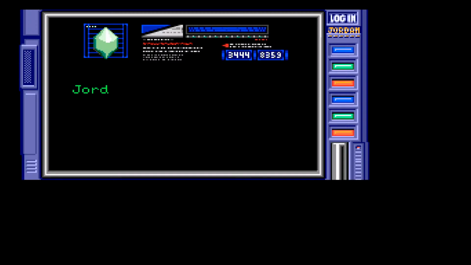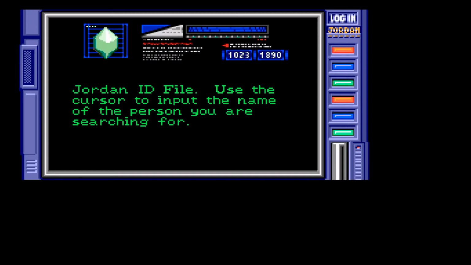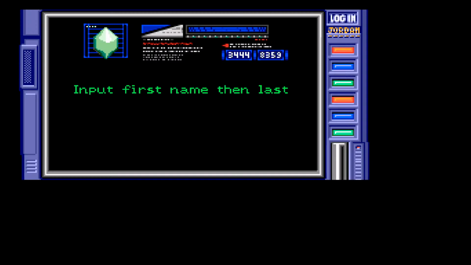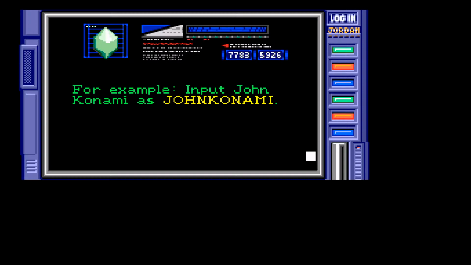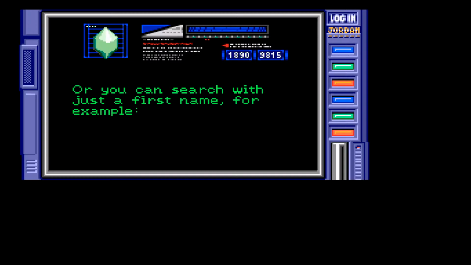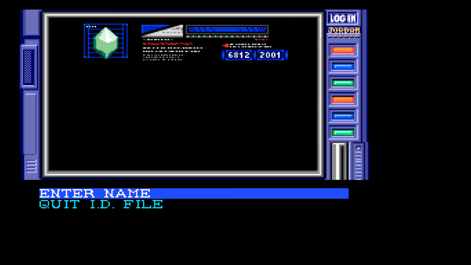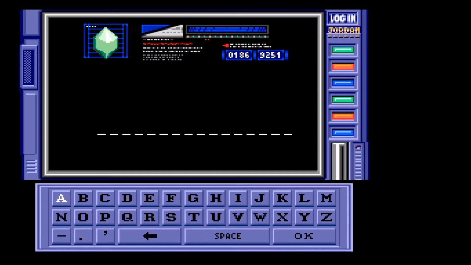Okay, so load ID file. Jordan ID file. Use the cursor to input the name of the person you are searching for. Input first name, then last name without a space. For example, input John Konami as John Konami. Or you can search with just the first name, for example, John. Okay, so let's go ahead and enter Jean.